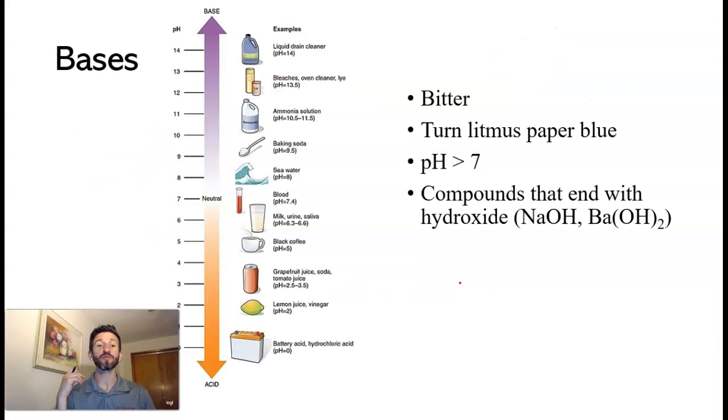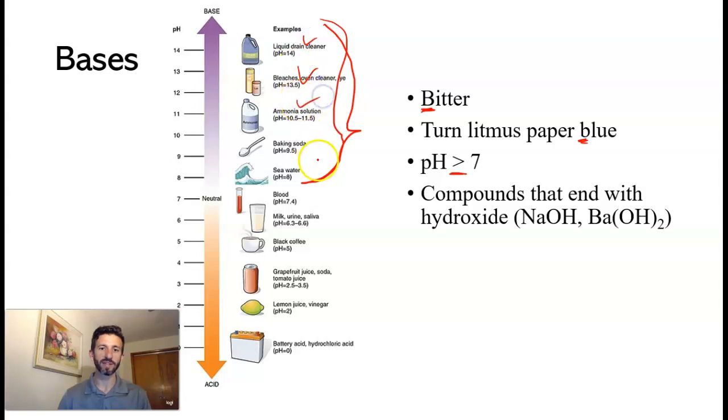Let's talk about bases. I tell my students to remember the B's of bases. Bases are bitter, they turn litmus paper blue, and their pH is bigger than 7. Lots of cleaning products, of course, not all things, but lots of cleaning products tend to be bases. Typically, and we'll talk more about this later, they end in hydroxide. They have hydroxide in them.